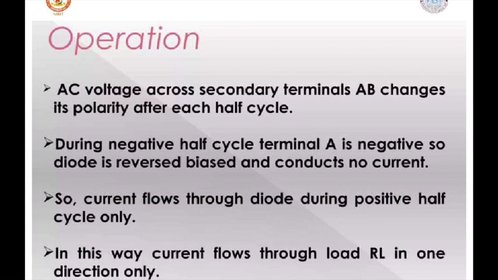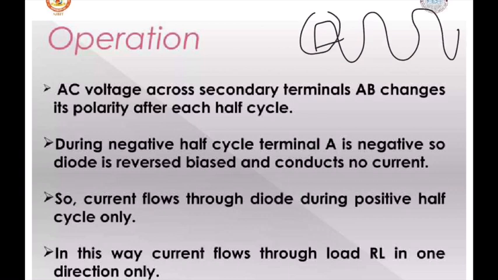So this is the formal operation of it. The AC voltage across the secondary terminals AB changes its polarity after each half cycle. This is your sine wave, and this is what it says in the first point. During the negative half cycle, terminal A is negative, so the diode is reverse biased and does not conduct. During the positive half cycle it will conduct, and during the negative half cycle it does not. So current flows through the diode during the positive half cycle only.